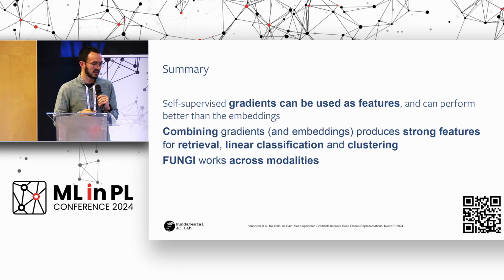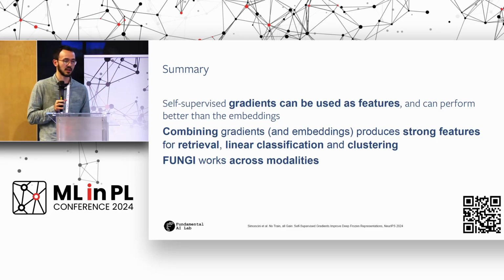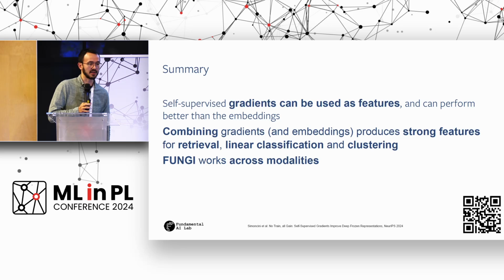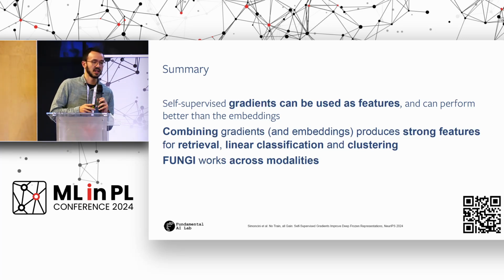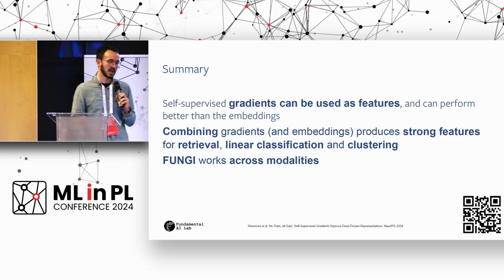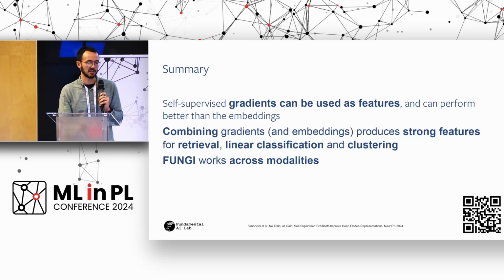So what does it mean? Self-supervised gradients are pretty useful as features, and they definitely perform better than just using the embedding alone, even though we're not applying more storage for the feature KNN database. Everything else is basically the same. And combining gradients and embeddings produces very strong features for retrieval, classification, clustering, and semantic segmentation, and it works across modalities. The code is available. We'll present this at NeurIPS.